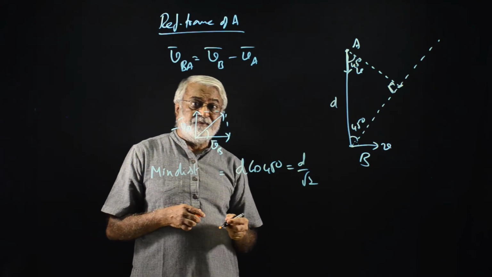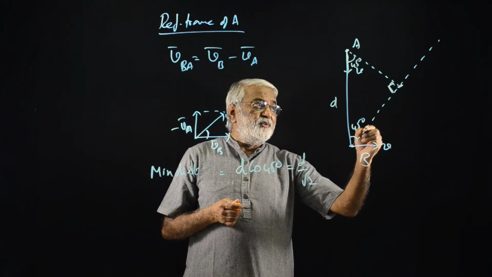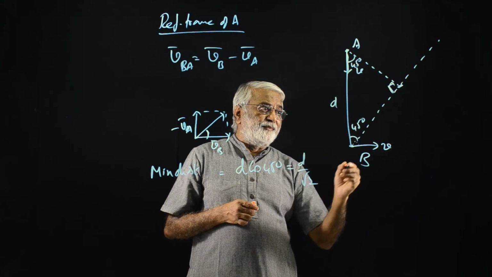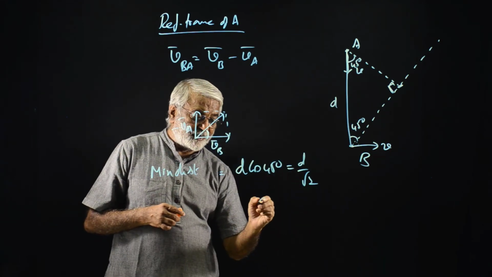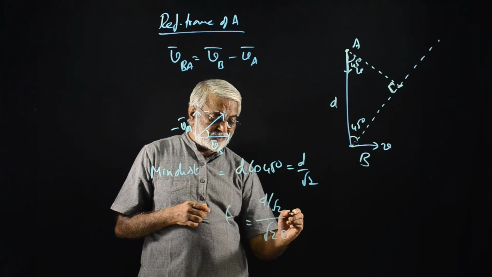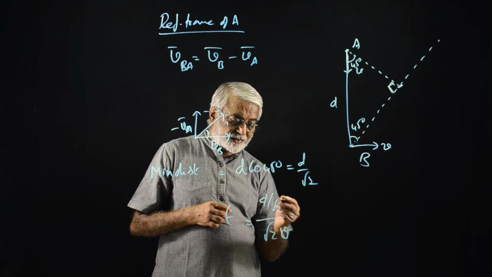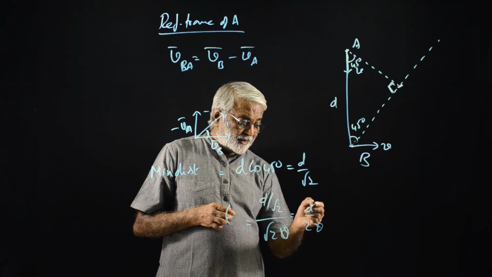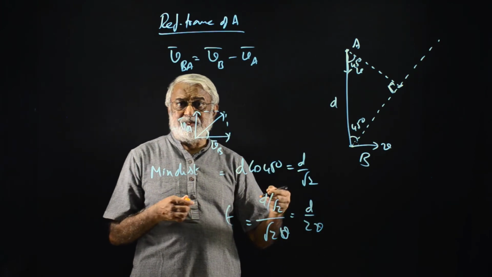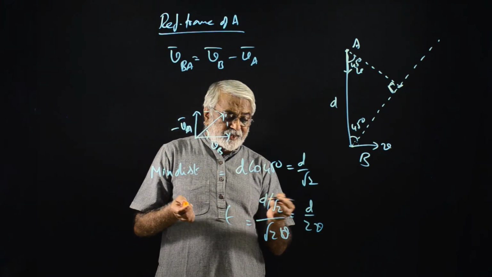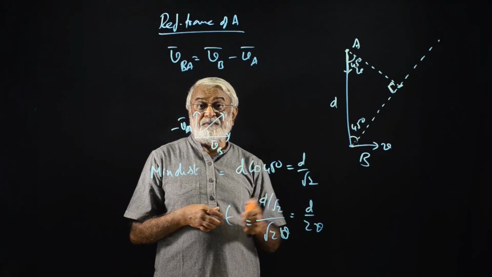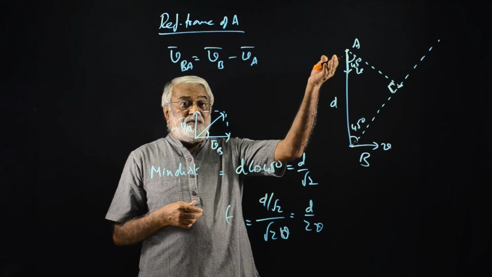And when does this happen? The time when this happens? This is the distance moved by ship B, right? That will be D by root 2, and it is moving at root 2 V. D by root 2 at root 2 V. This is the time. This is D by 2V. With 10 kilometers and 10 kilometers per hour, 10 by 20, that's half an hour. We got this result earlier too. So we got the minimum distance and the time using the reference frame of ship A.